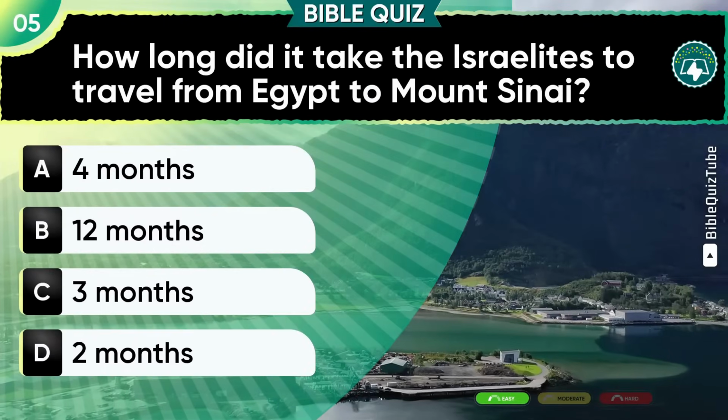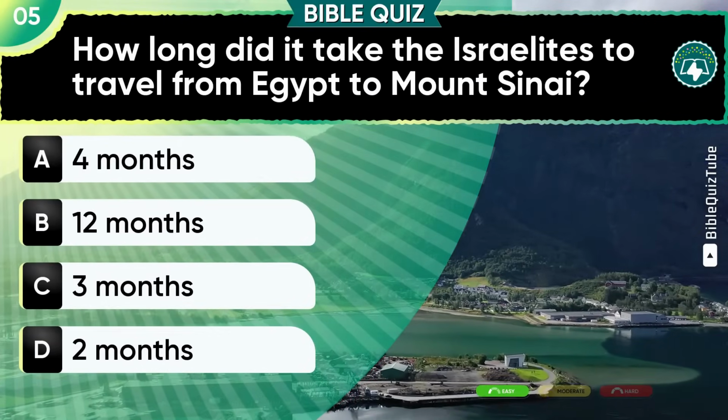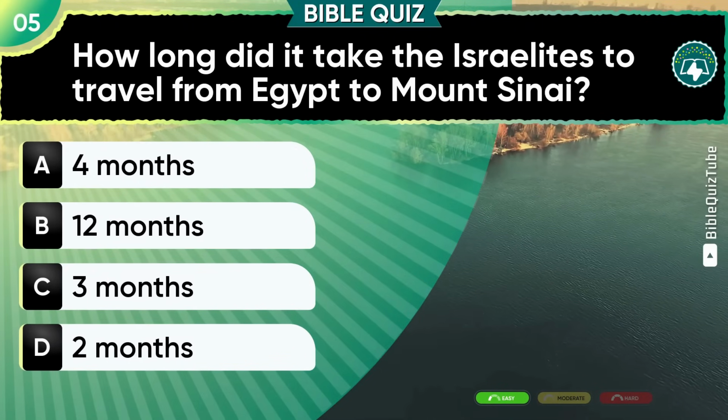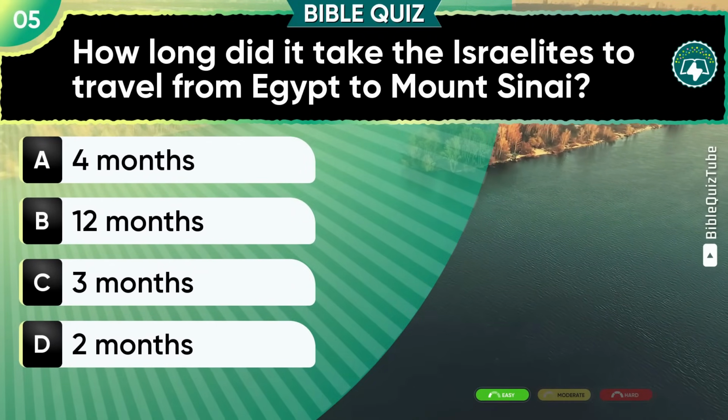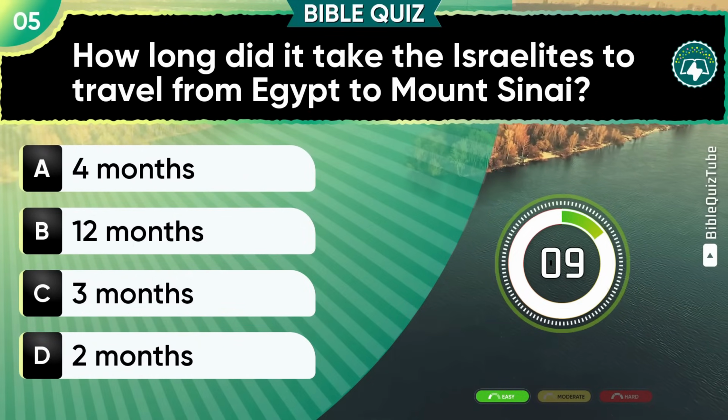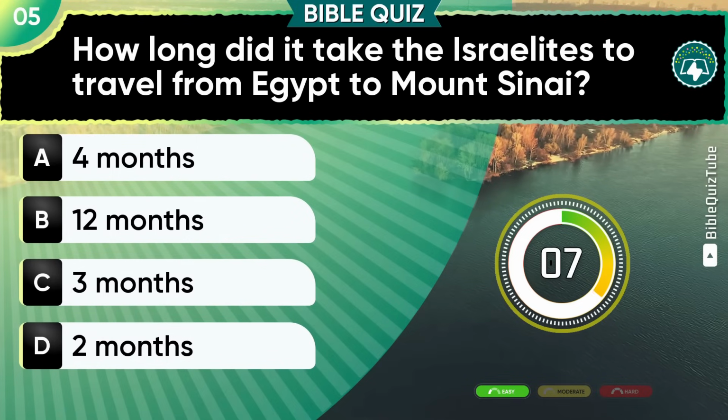Question 5. How long did it take the Israelites to travel from Egypt to Mount Sinai? A. 4 months. B. 12 months. C. 3 months. D. 2 months.